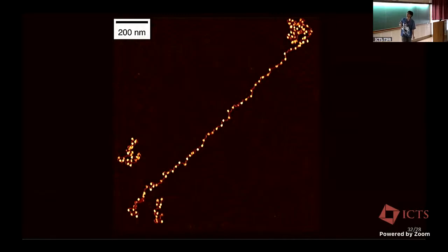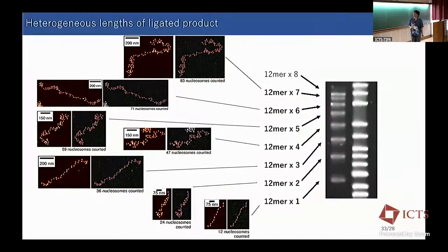Oh, this is one example. You can see that it's a real intact polymer, and you can count the number of nucleosomes. You can see the different lengths of the sequences, and you can go in and count them one by one, and you can see that they're also very efficient. So the multiples of the 12 mers are really realized in this setup.